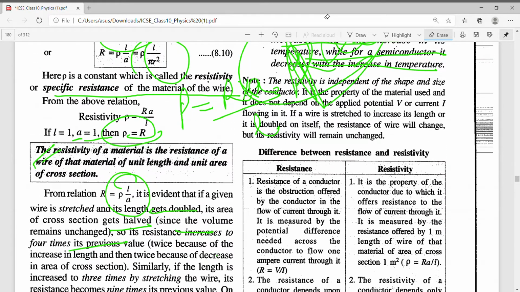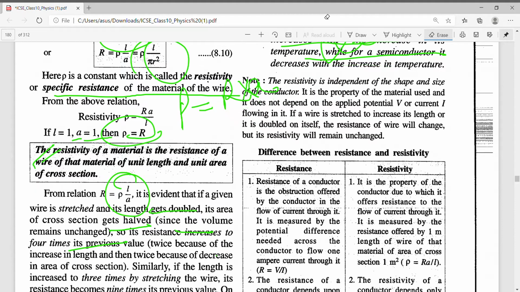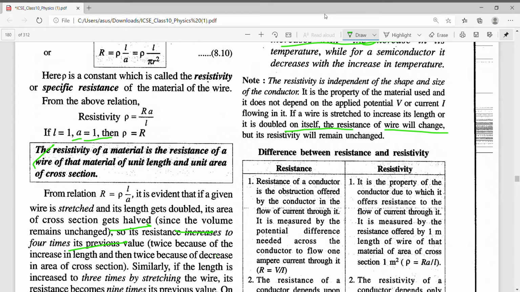Now, the difference between resistance and resistivity. But before that, let me explain the note. The resistivity is independent of the shape and size of the conductor. It is a property of the material that is used. It doesn't depend upon the applied potential or current. If a wire is stretched to increase its length, or doubled on itself, the resistance of the wire will change, but the resistivity will remain unchanged.